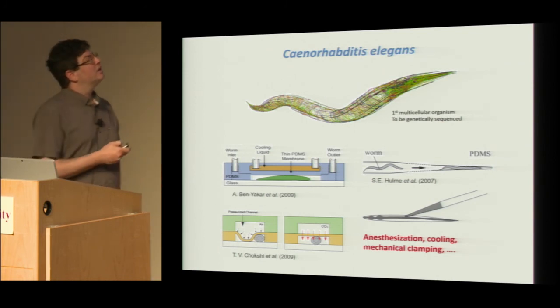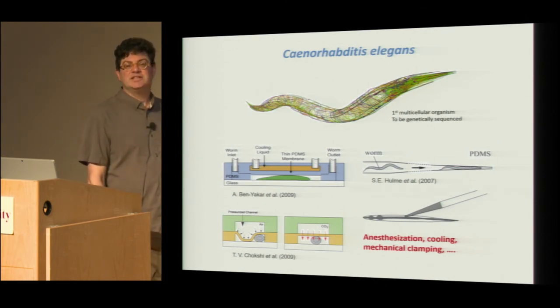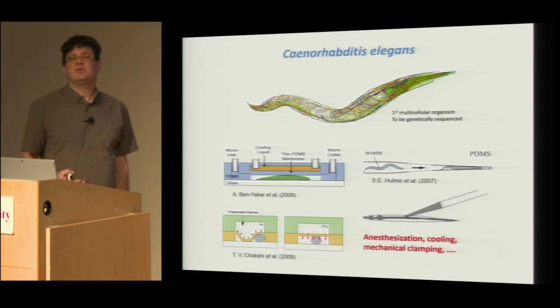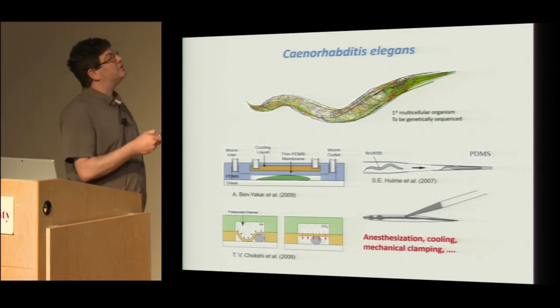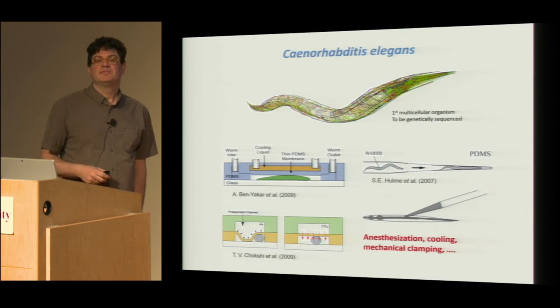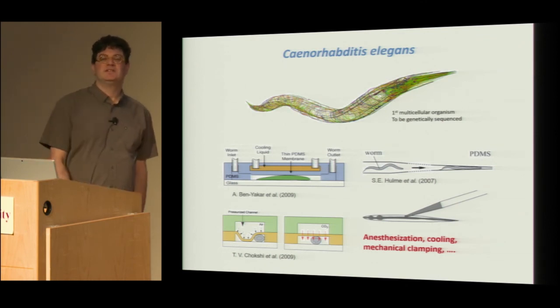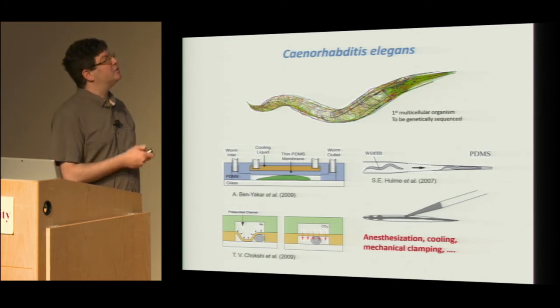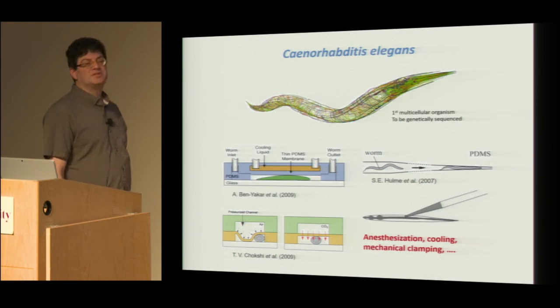Okay, this worm was the first multicellular organism to be genetically sequenced, so it's in a sense the workhorse of genetic biology. Okay, and you'd like to know a lot about it, so you know all the genes, but you don't know how they work. And you don't necessarily know how they react, right, to the environment, to drugs, to things like this. Okay? So it's very important to study the morphology of this under a variety of different circumstances.